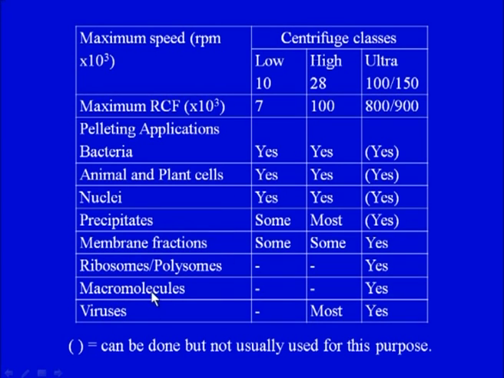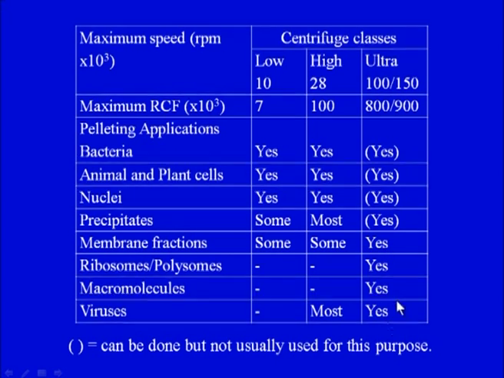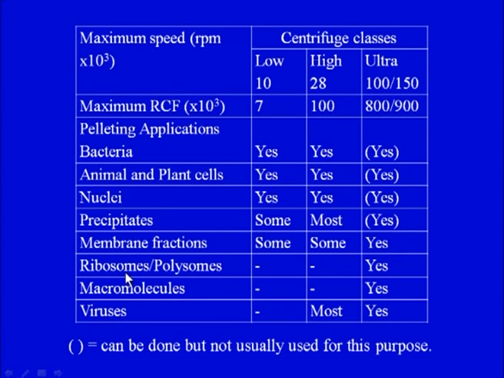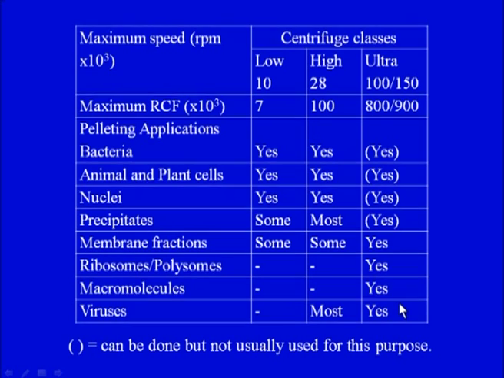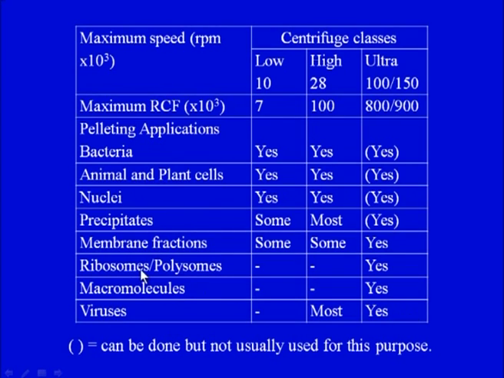If you go further down here, you can see that membrane fractions, ribosomes, certain macromolecules and viruses all require ultracentrifugation. So you can see that as the size gets smaller, you require a much higher relative centrifugal field for sedimentation of these molecules, particularly biomolecules.